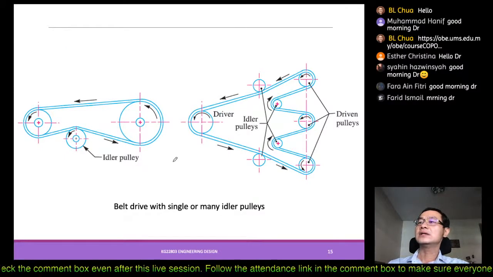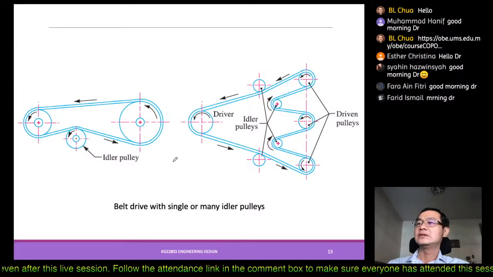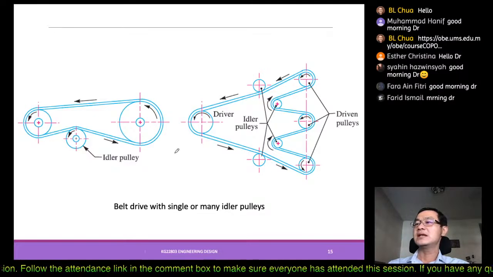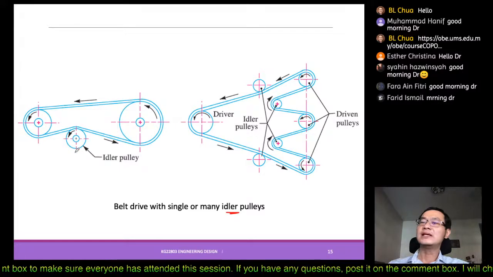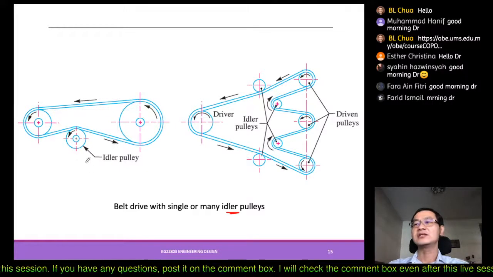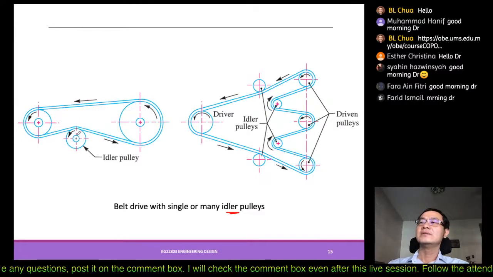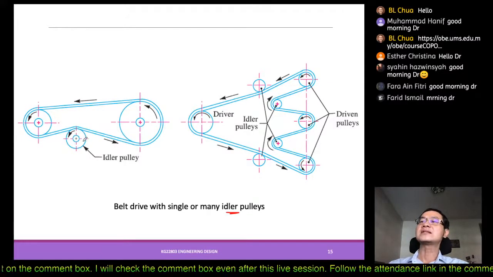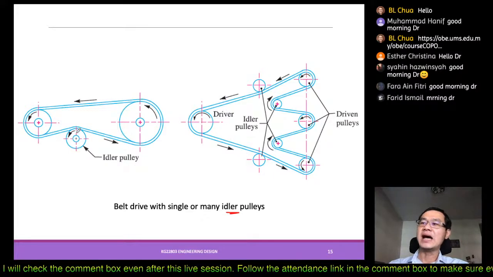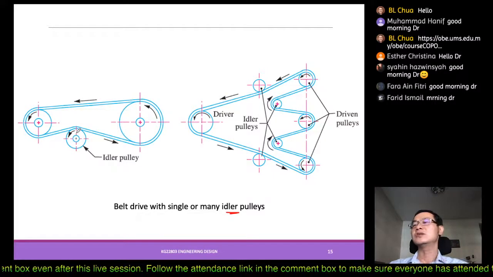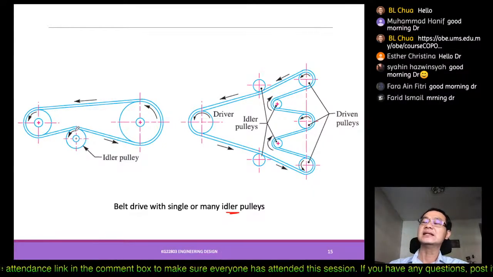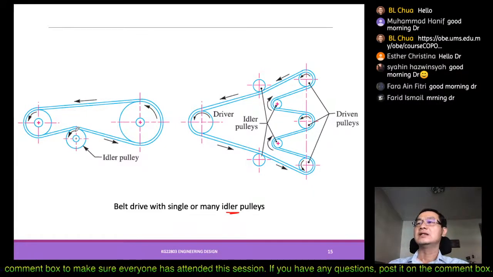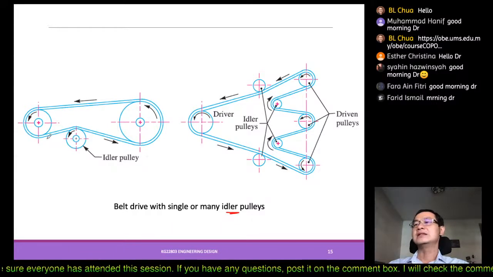In some cases, you may need an idler pulley. An idler pulley means a pulley that is not driven. It just sits idle there, but it will also rotate. Sometimes slippage on this idler pulley is okay; you don't care about that. The idea of this idler pulley is to tighten the belt when it is under operation.